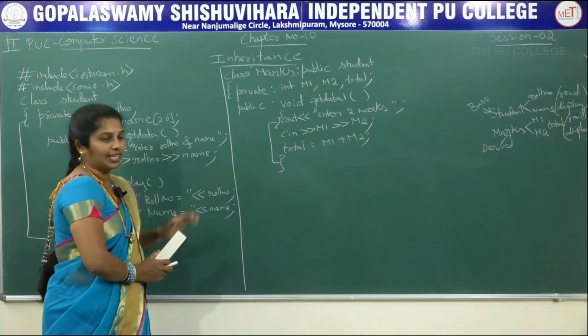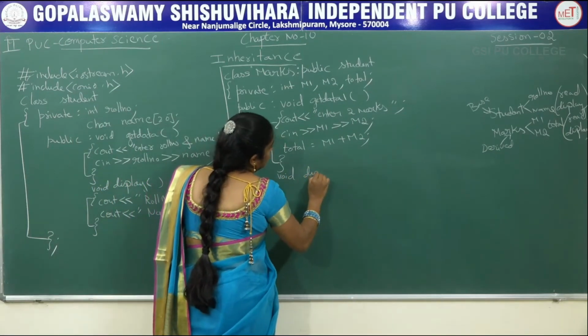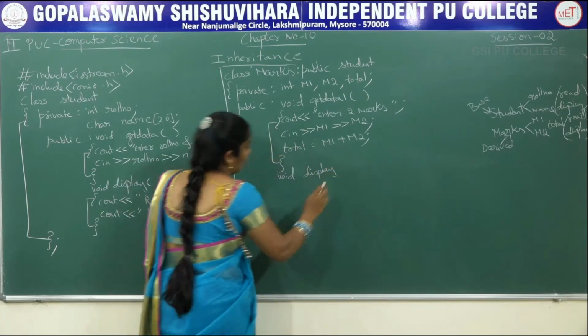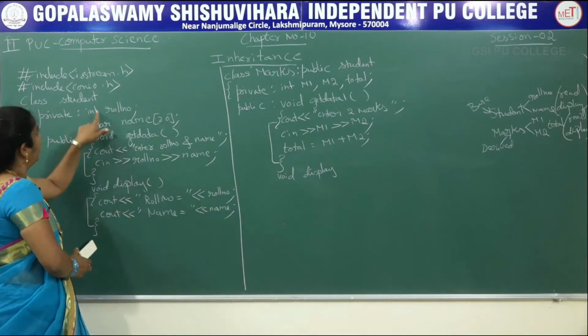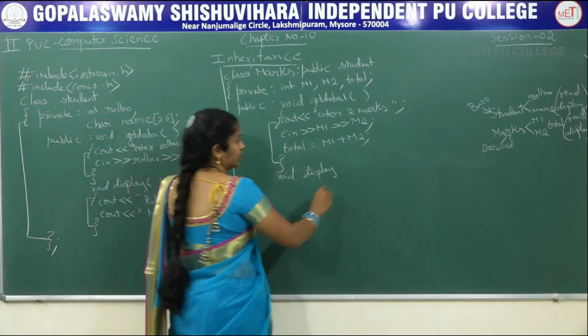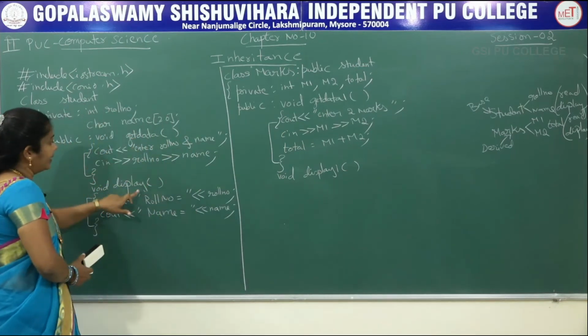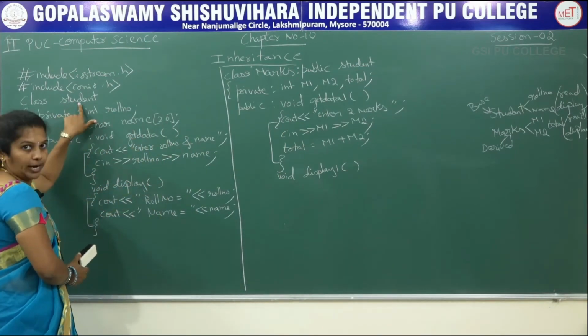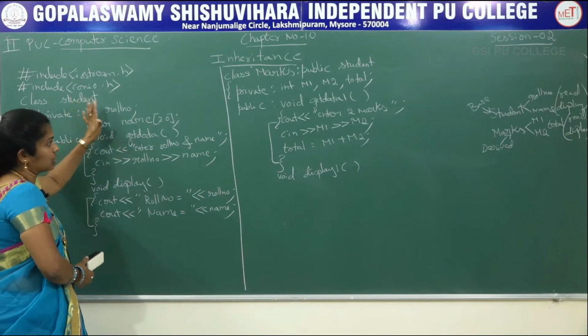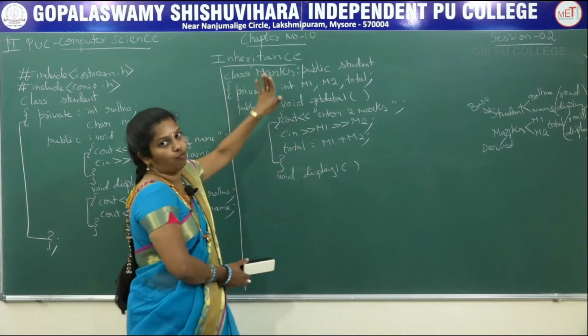Next I want to display that value. Then void display. Whereas already I took display in student, if you want, you can take display also. Otherwise, display 1. Confusion ಆಗೋದು ಬೇಡ ಅಂದ್ರೆ display 1 ಅಂತ ತಗೋತೀನಿ. Get data, display ಇವೆರಡು student functions, whereas get data 1, display 1 is the functions of marks.